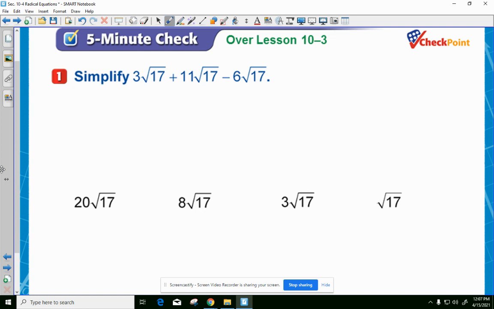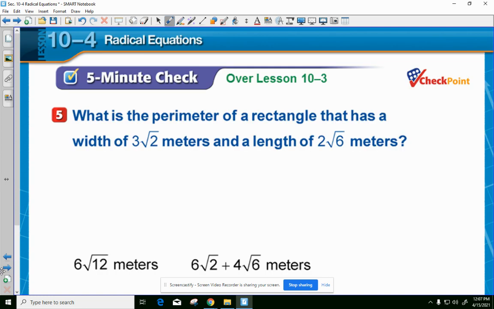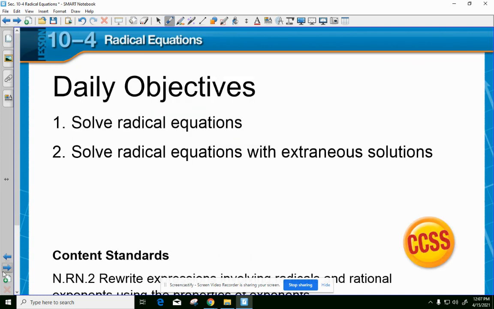8 radical 17. Very good. Should be the second one, right? What allows you to be able to add all 3 of those together, Kyler? The radicals are the same each time, right? They're all square roots of 17, so I can take those coefficients of 3, 11, and the negative 6, and I can add those together. And so I do get 8 radical 17. All right, we'll let that one go for today.